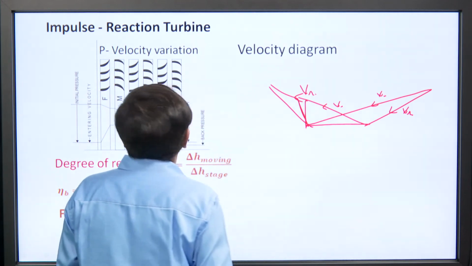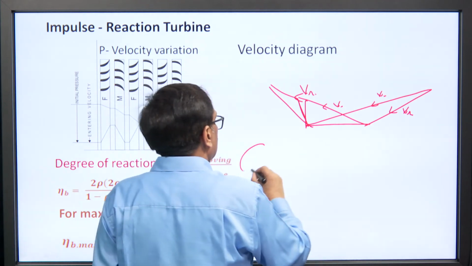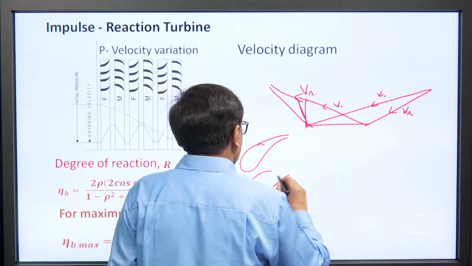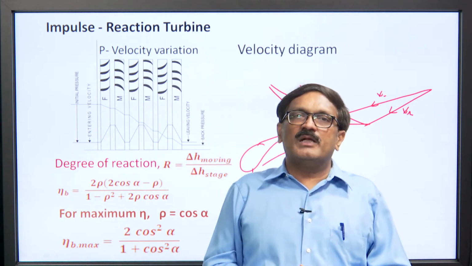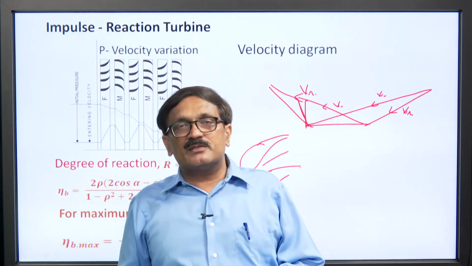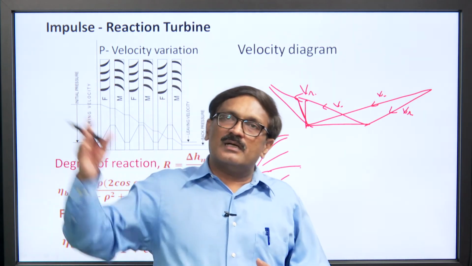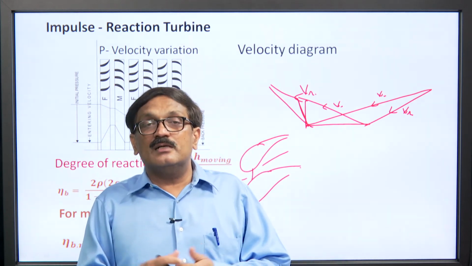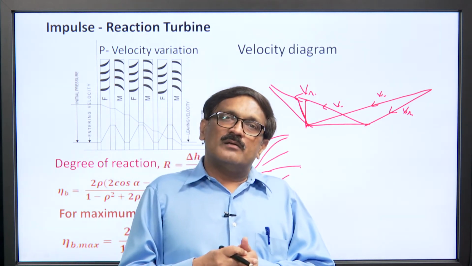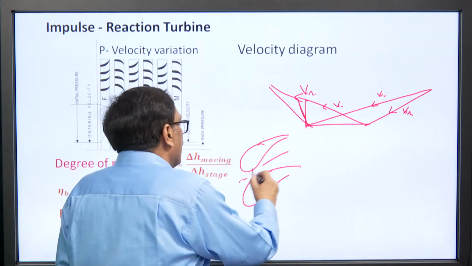So, the effect of reaction: the blades are of the aerofoil section. As the flow passes over there, a pressure drop in the blade also takes place, and that pressure drop converts into kinetic energy. As in the case of a nozzle, which is fixed, the kinetic energy Vi square is increasing. Here the nozzles are moving, so what is happening?